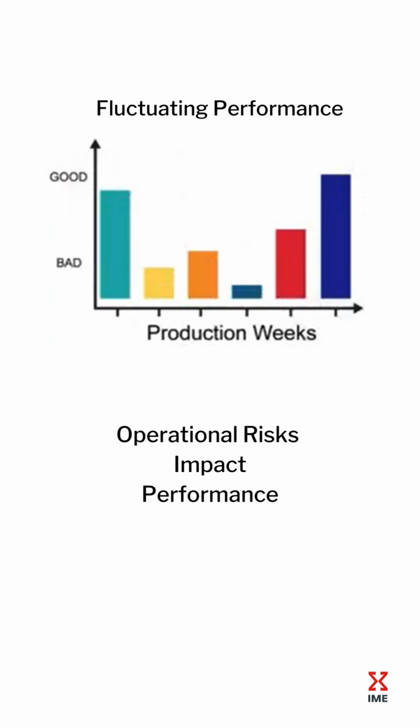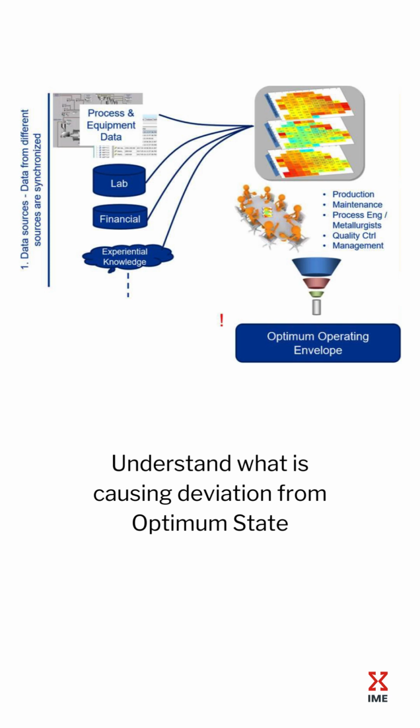Okay, this is where it gets really interesting. From what I understand, time and state is all about identifying and addressing those operational risks. But can you break it down for us? How does it actually work? Time and state focuses on how much time your processing units are operating at their optimal state. It's about identifying, quantifying, and ultimately managing those deviations from that optimum that lead to performance variations and losses.